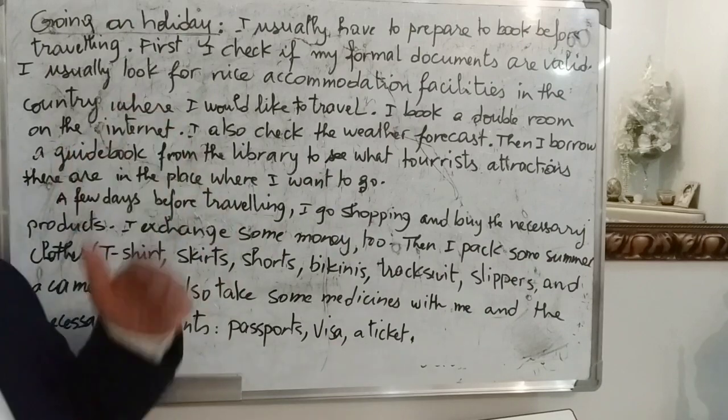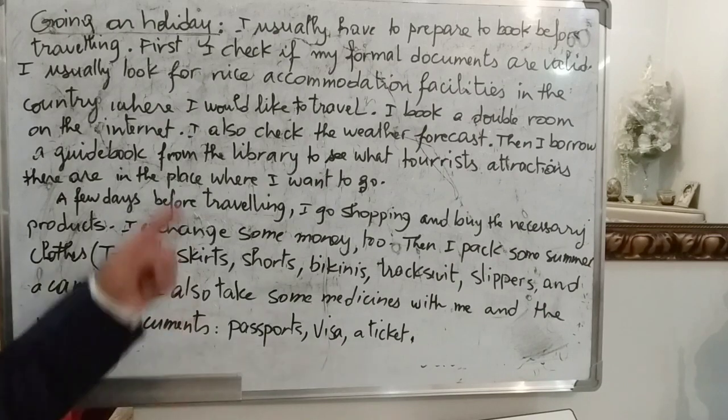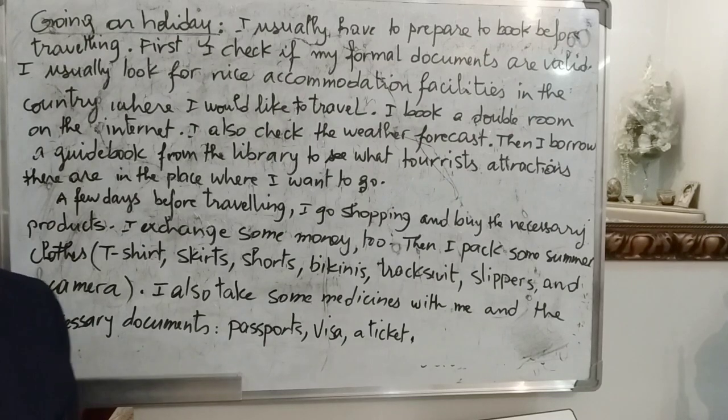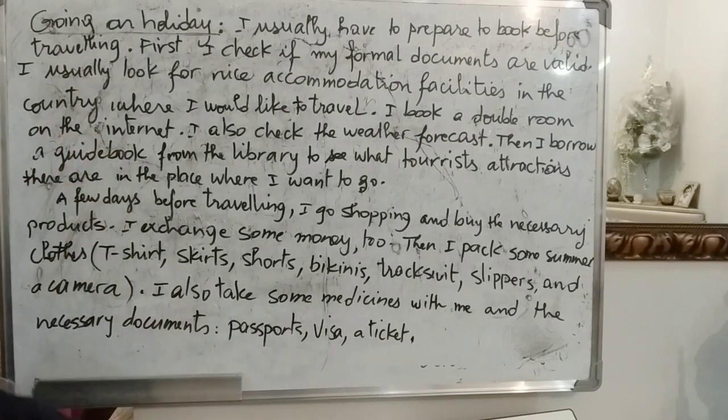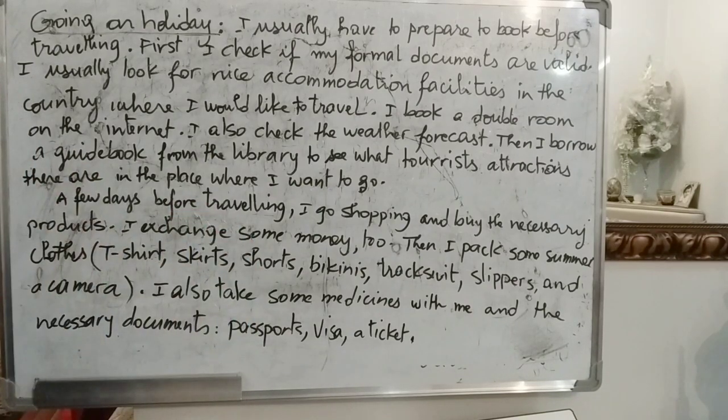Going on holiday. I usually have to prepare and book before traveling. First, I check if my formal documents are valid. I usually look for nice accommodation facilities in the country where I would like to travel. I book a double room on the internet. I also check the weather forecast. Then I borrow a guidebook from the library to see what tourist attractions there are in the place where I want to go. A few days before traveling, I go shopping and buy the necessary products.